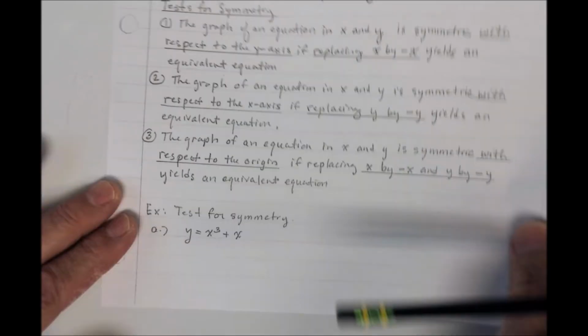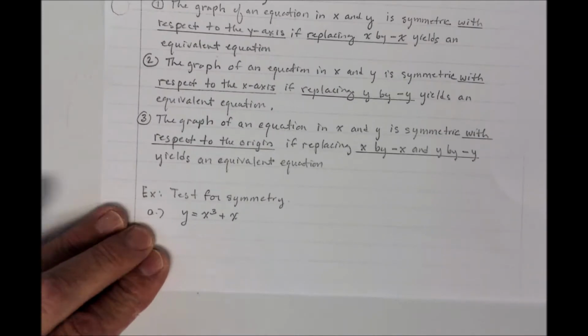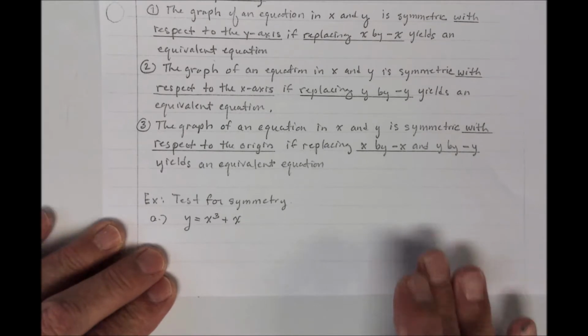Okay, so now let's go back to here. I don't have a graph, but I do have an equation, and I want to use the test for symmetry here. Let's bring this down just enough so that I can see the third. There we go. I see all 3 tests.